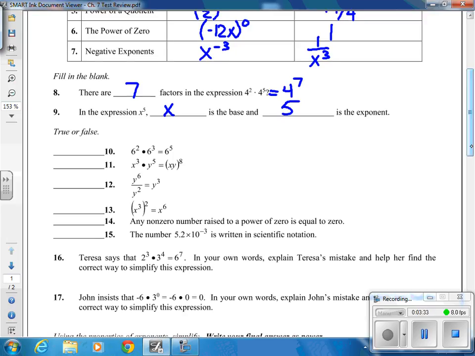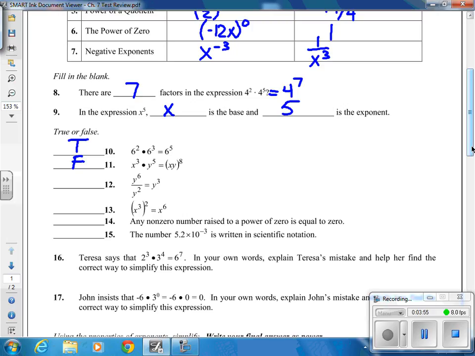So for number 10, because they have the same base and it is a multiplication problem, we technically should be able to add them, and that's what they did. So 2 plus 3 is 5, so this is a true statement. For number 11, right, x cubed times y to the 5th does not make xy to the 8th. Because the bases are different, we cannot combine them together, so this is a false statement.